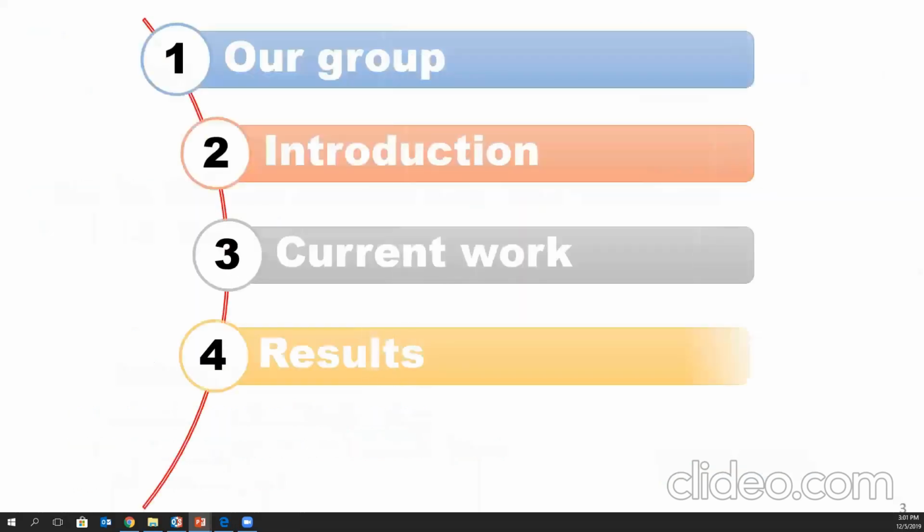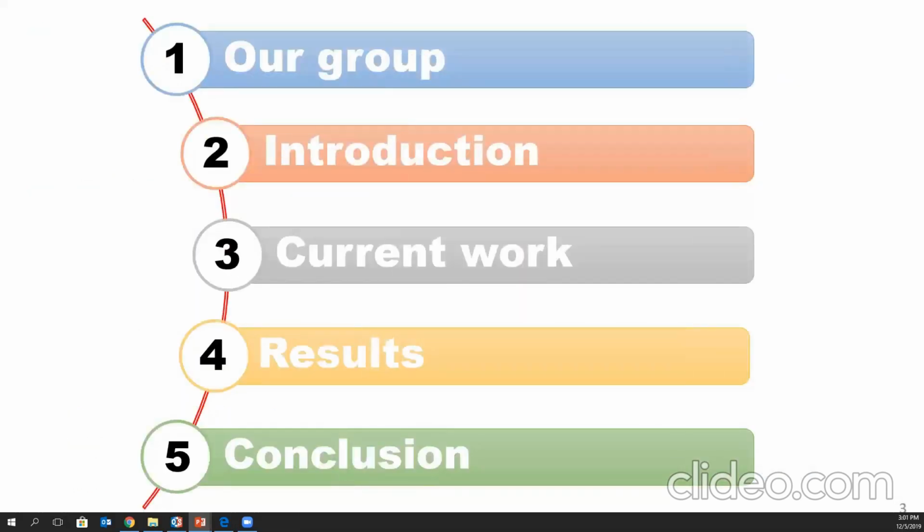So, a short agenda for today's speech. Firstly, I will introduce our group, what our tasks are and what we are doing. The project. Then I will present some results and show the main conclusion of this work.